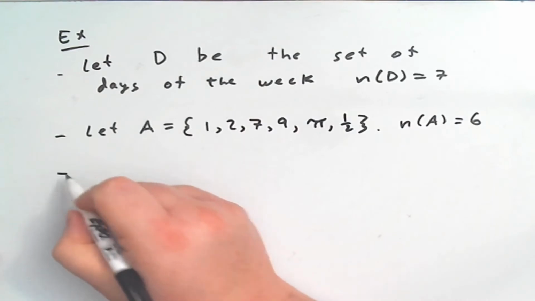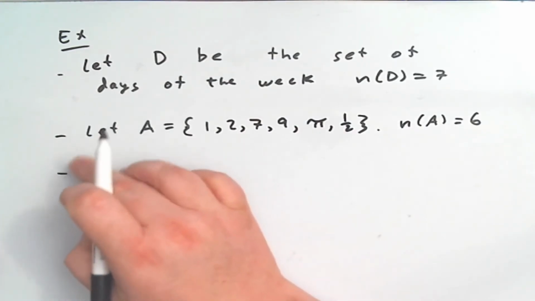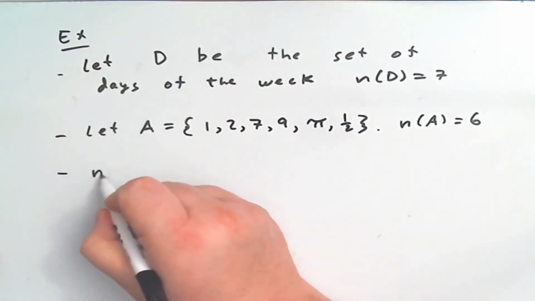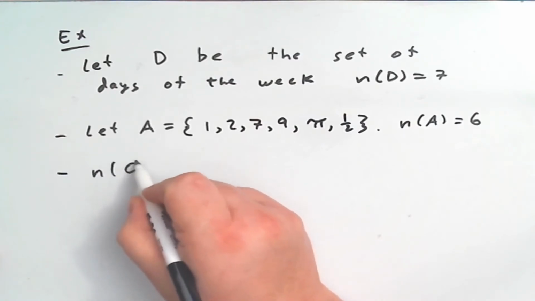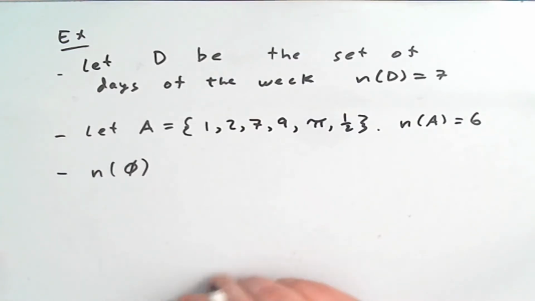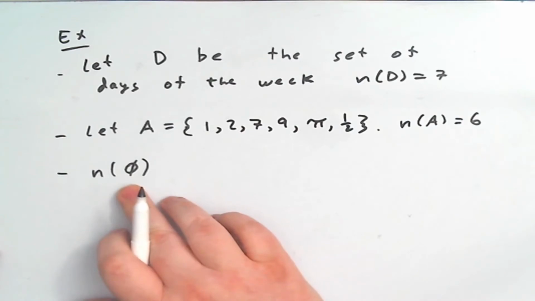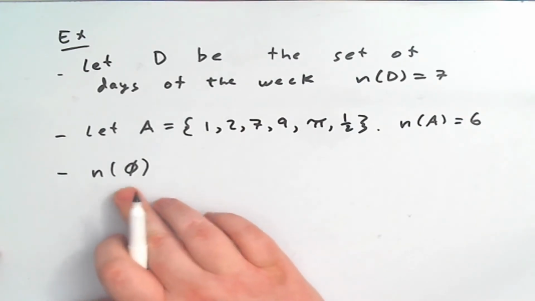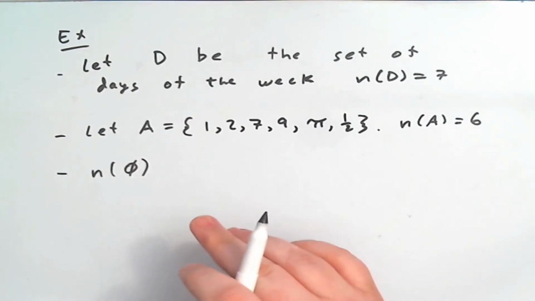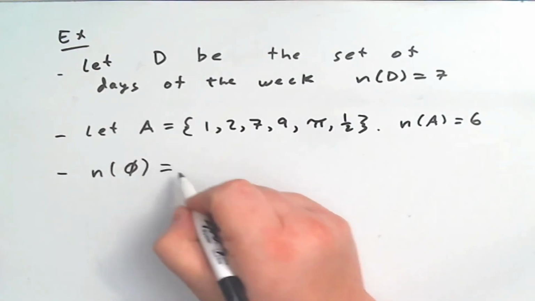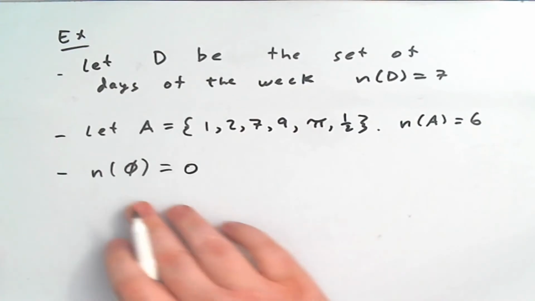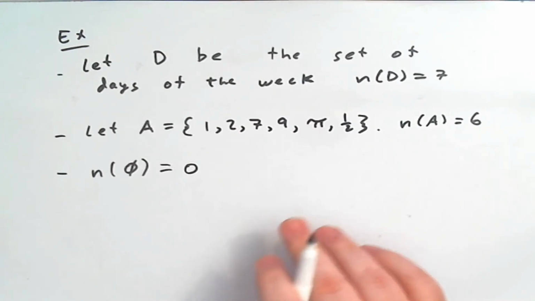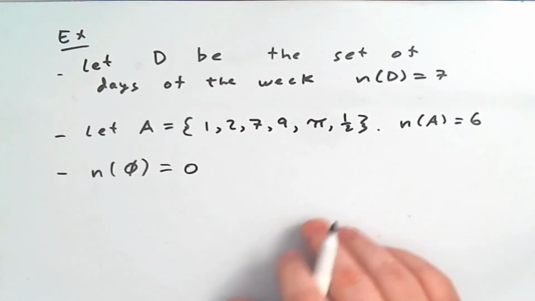Okay, let's take a look at another example. A little thought experiment: what is the cardinality of the empty set? Remember, the empty set from the first video is the set that contains no elements. So the cardinality of a set with no elements is, of course, 0. So the cardinality of the empty set is 0 since it has no elements.